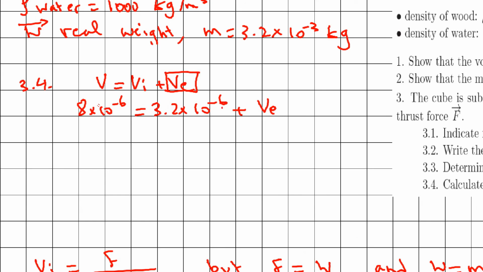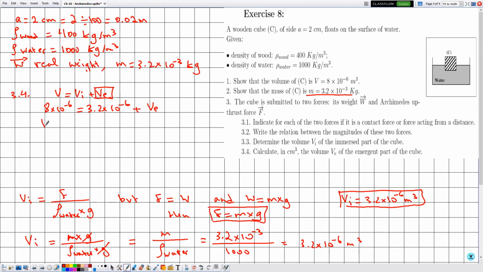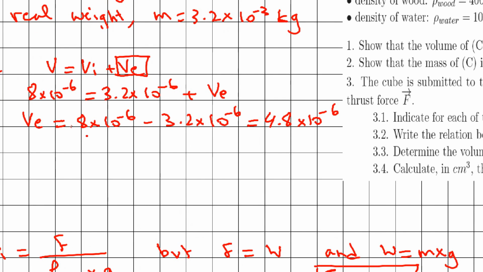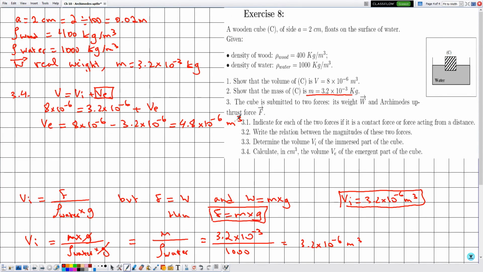So how do you solve this linear equation? We put VE on one side and all the other numbers on the other side. So the value of VE is given by 8 times 10 to the power minus 6 minus 3.2 times 10 to the power minus 6. Plugging this on the calculator, it will give me 4.8 times 10 to the power minus 6. Since this is in meter cube and this is in meter cube, the volume VE will be expressed in meter cube. So the volume of the emergent part is given by 4.8 times 10 to the power minus 6 meter cube.